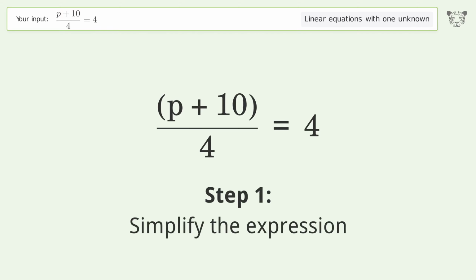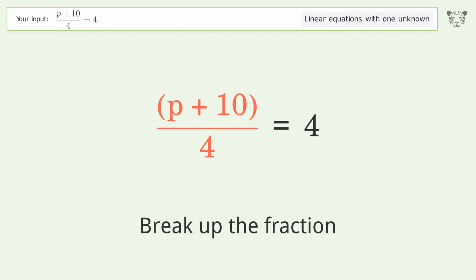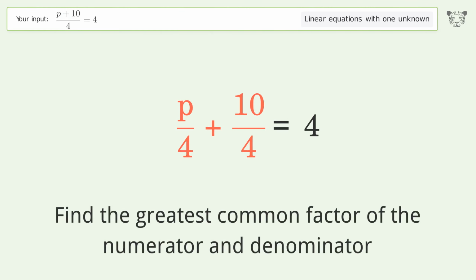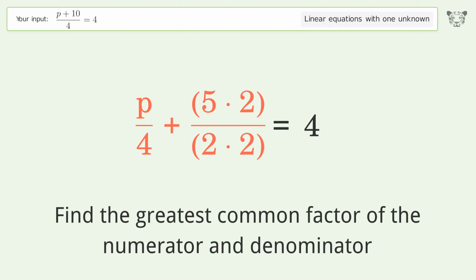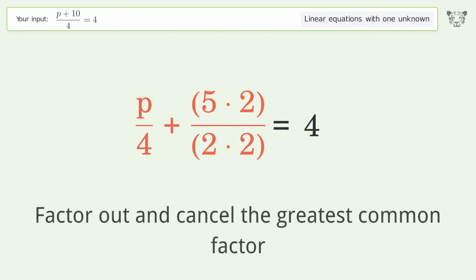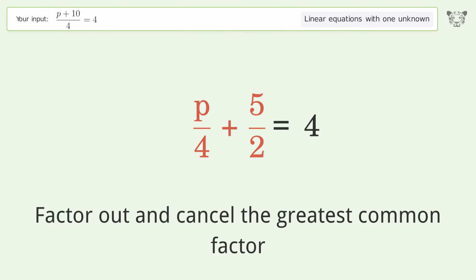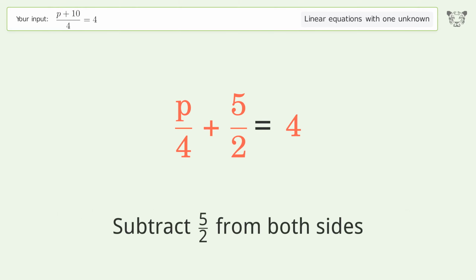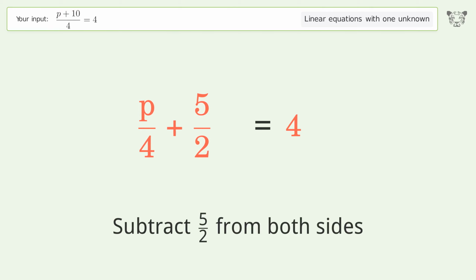Simplify the expression. Break up the fraction. Find the greatest common factor of the numerator and denominator. Factor out and cancel the greatest common factor. Group all constants on the right side of the equation. Subtract 5/2 from both sides.